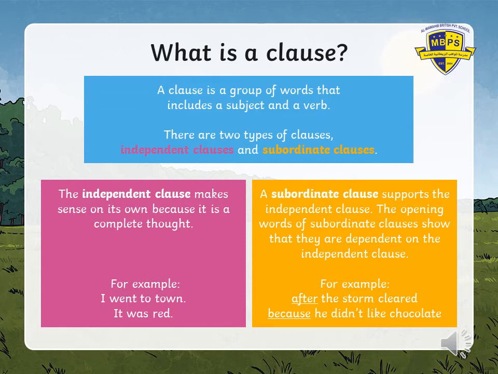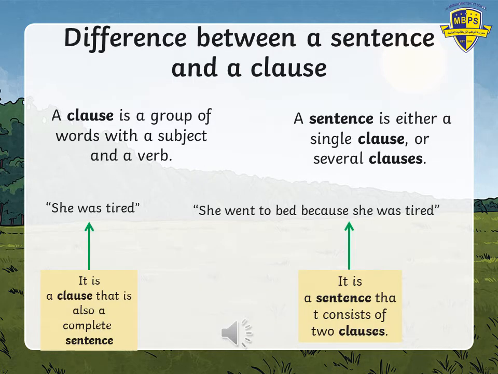Let's have a look at the example of independent clause. I went to town. It was red. Now these are the independent clauses. Let's have a look at the examples of subordinate clauses, supporting clauses. After the storm cleared, because he didn't like chocolate. These are the examples of dependent clauses which are also called subordinate clauses. What is a clause? A clause is a group of words that has a subject and a verb.